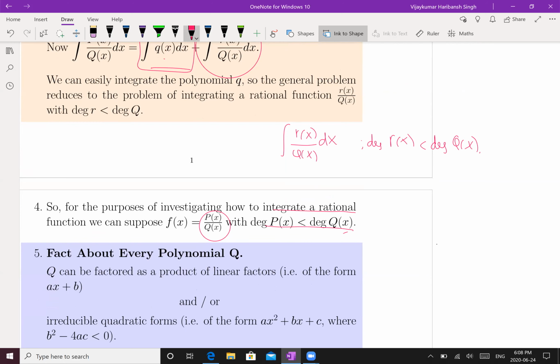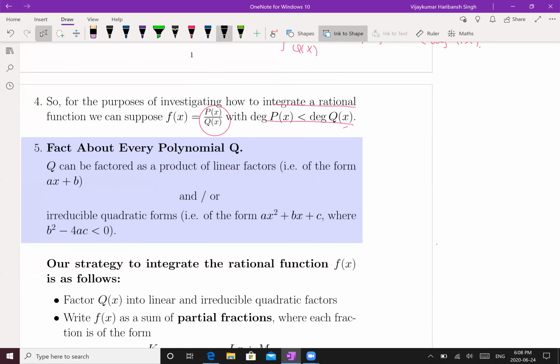So now our goal is clear. Our goal is to integrate p(x) over q(x) dx, where the degree of p(x) is less than the degree of q(x).